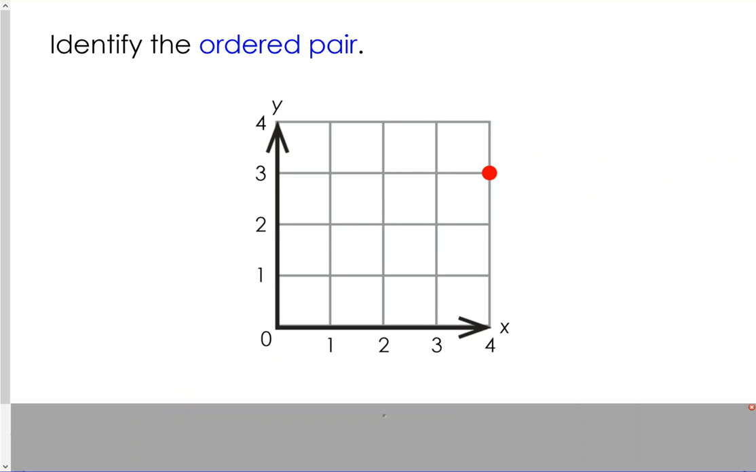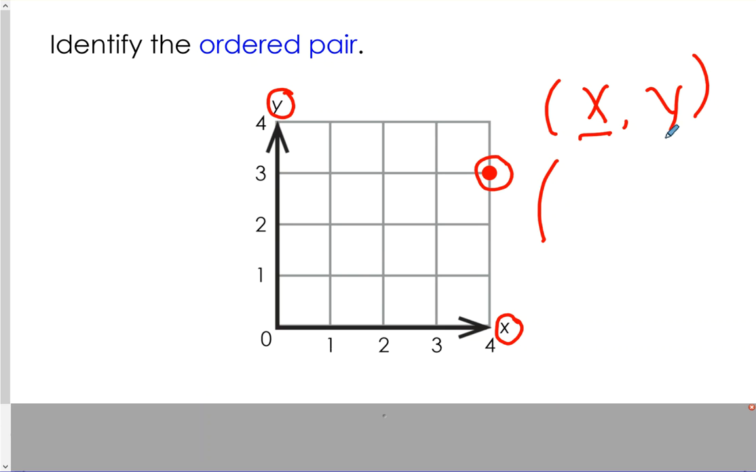On your whiteboard, identify the ordered pair of this point on the coordinate grid. Pause the video and record your answer. Remember, the x-coordinate comes first. The y-coordinate comes second. The x is the horizontal axis and the y is the vertical axis.